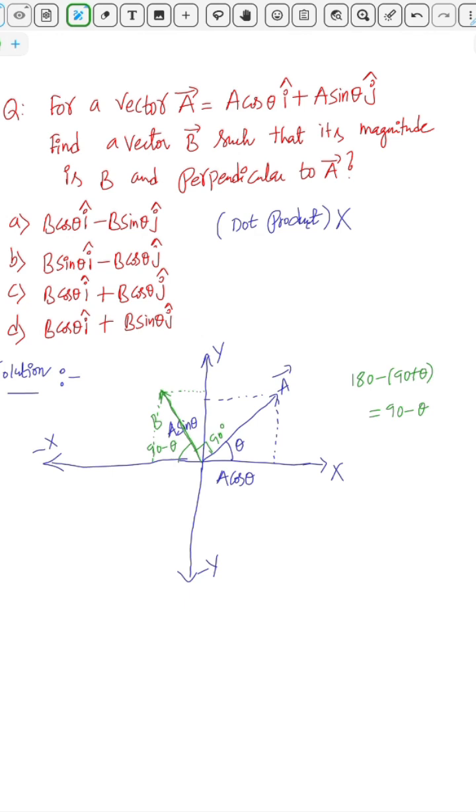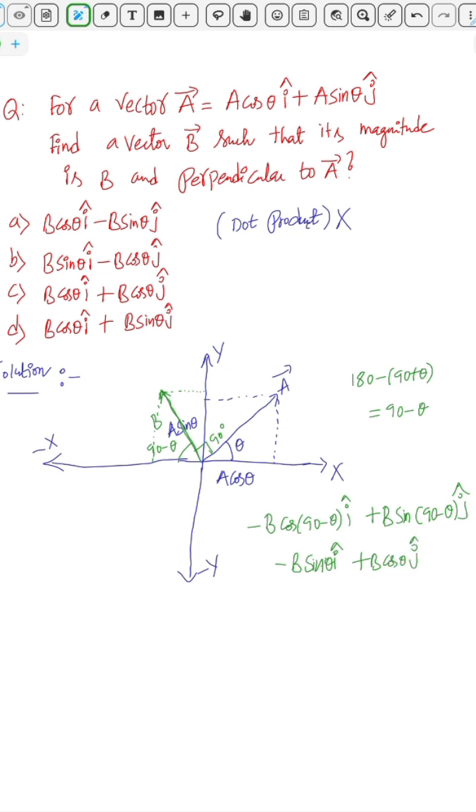Now what is this vector? Magnitude is b and its horizontal component we are finding, and it is along negative x-axis. Therefore I am keeping minus for this. So minus b cos 90 minus theta into i cap, and vertical component is positive, that's why I am considering positive. So b sin 90 minus theta into j cap. Now cos 90 minus theta is sin theta, therefore it is minus b sin theta i cap plus b cos theta j cap.